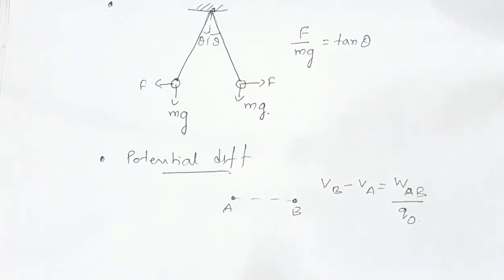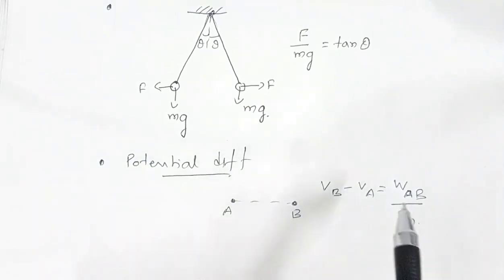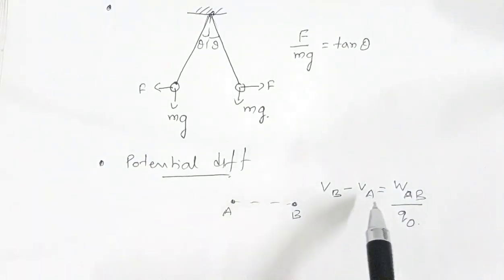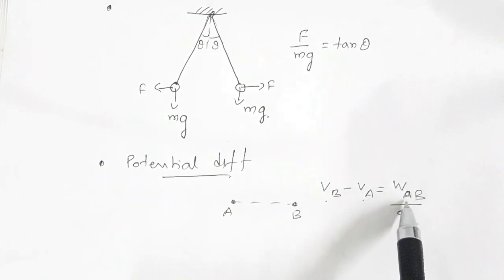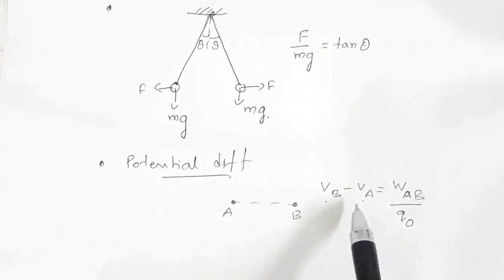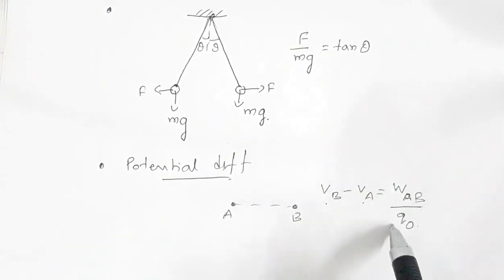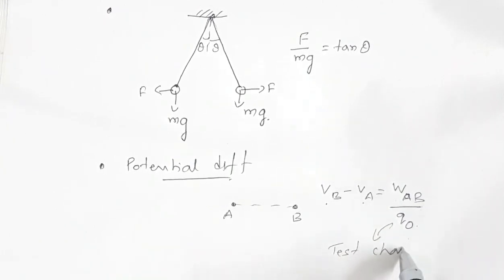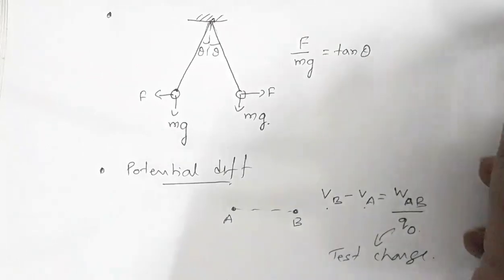Okay, work done in taking the charge from A to B is equal to potential difference. See, this is VB minus VA. This is work done in taking the charge from A to B. So work done in taking the charge from A to B per unit charge is the potential difference between the two points, where this Q naught is the test charge.